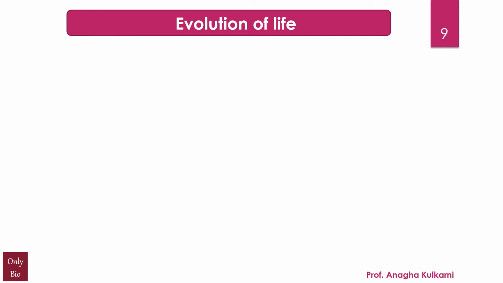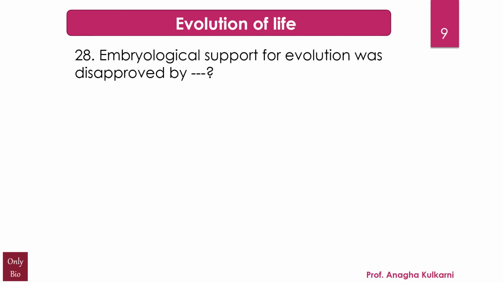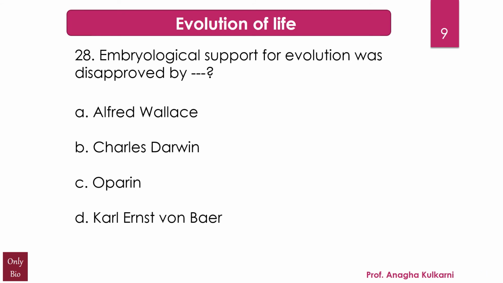Now the next question relates with the chapter Evolution of Life, and the question is, embryological support for evolution was disapproved by A. Alfred Wallace, B. Charles Darwin, C. Oparin, and D. Karl Ernst von Baer. And the correct answer is D.